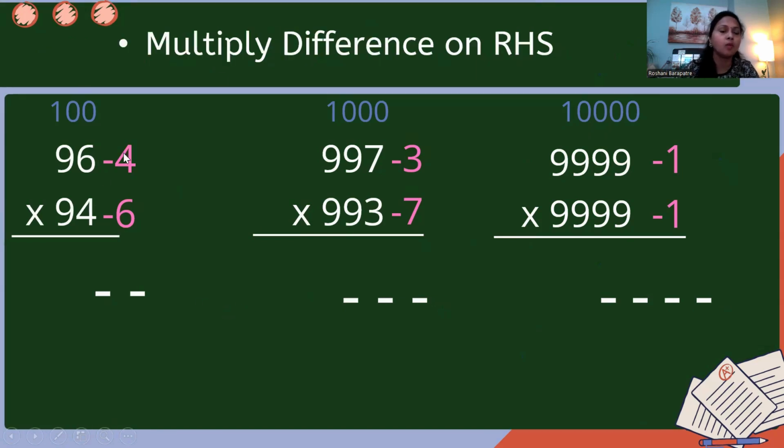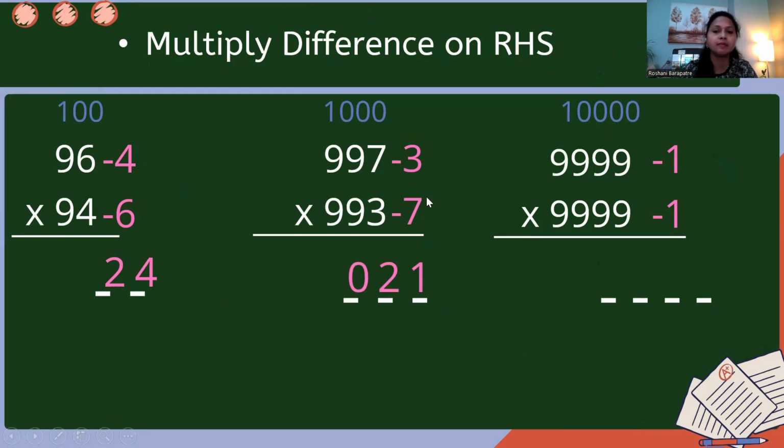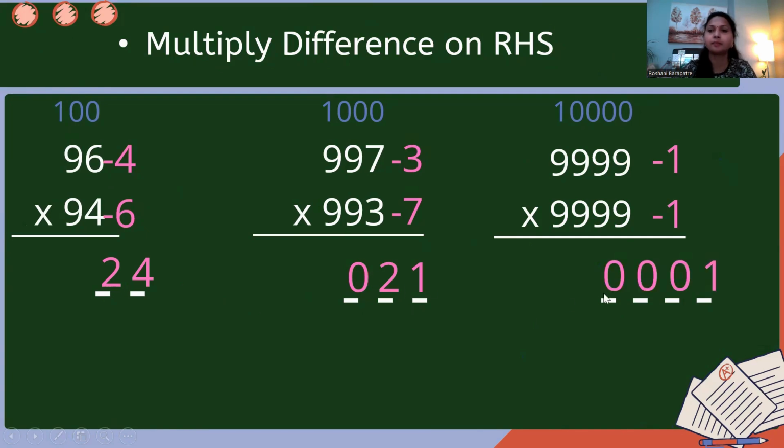Then whatever difference we got, we will multiply the differences and write the answer here on the right hand side. So 4 6s are 24, right here. Here 7 3s are 21. But we need to fill up all 3 places, so we will fill this place with 0: 021. Here 1 multiplied by 1 is 1. But we need to fill up all these places, so we will fill these places with 0.